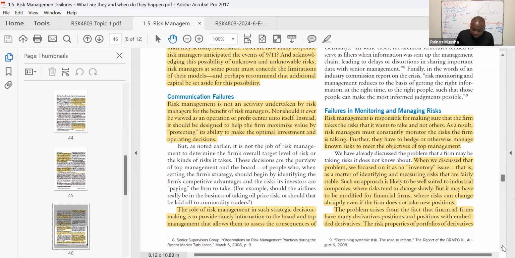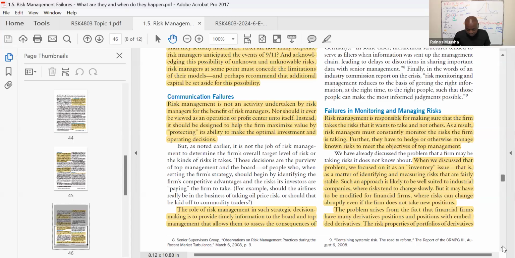When we discuss that problem, we focus on it as an inventory issue, that is, as a matter of identifying and measuring risk that is fairly stable. Such an approach is likely to be well suited to industrial companies where risks tend to change slowly, but it may have to be modified for financial firms where risks can change abruptly, even if the firm does not take new positions.